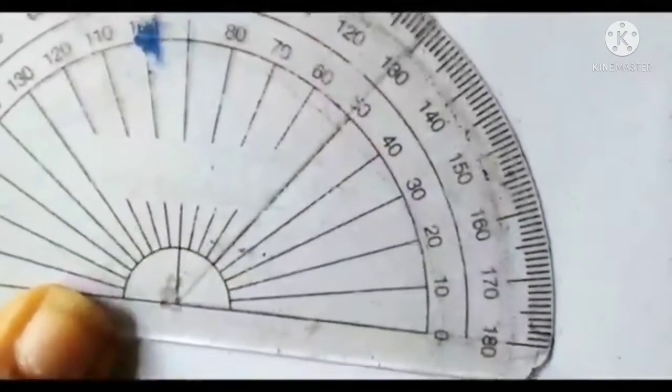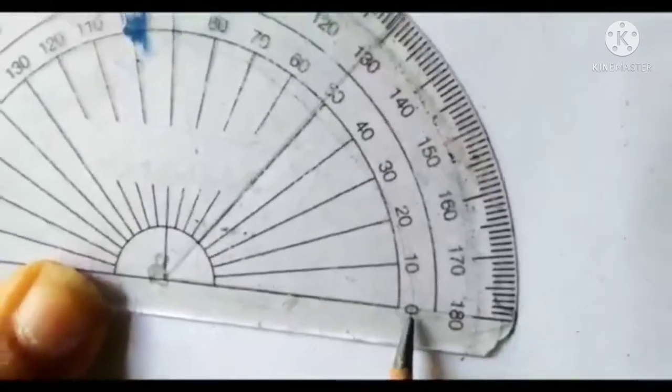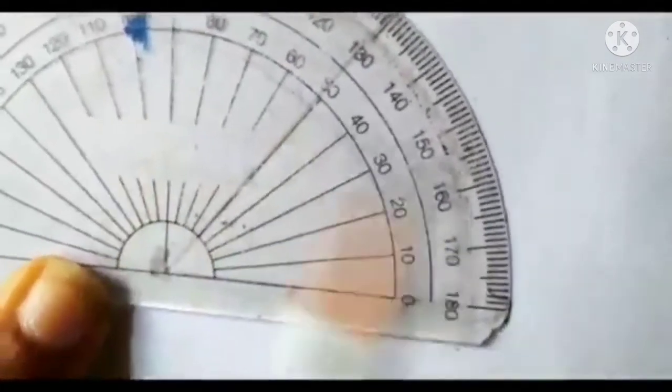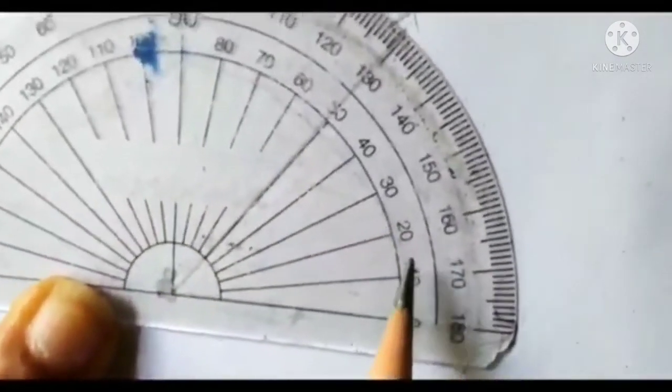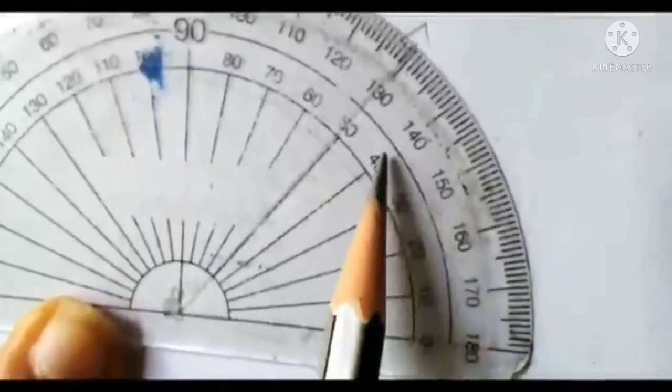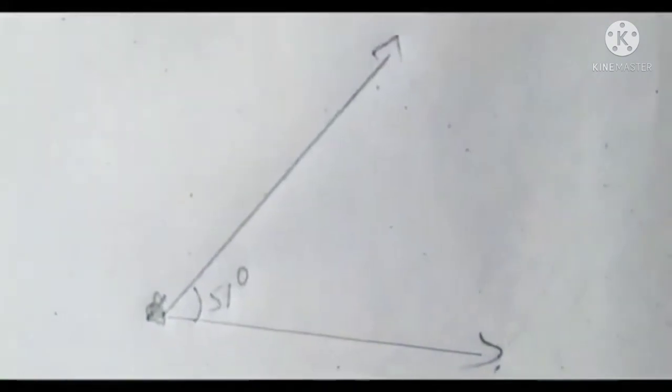The right side arm is open, so you can measure by using the inner scale. 0, 10, 20, 30, 40, 51. So the measure of the angle is 51 degrees.